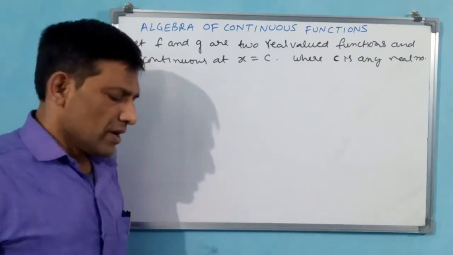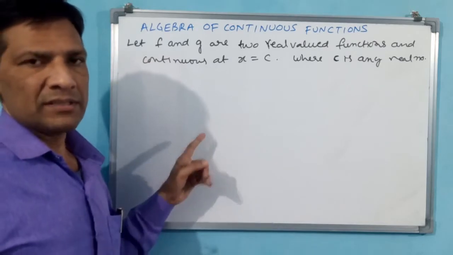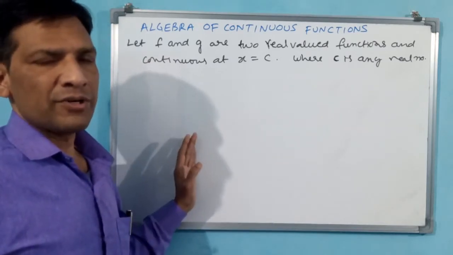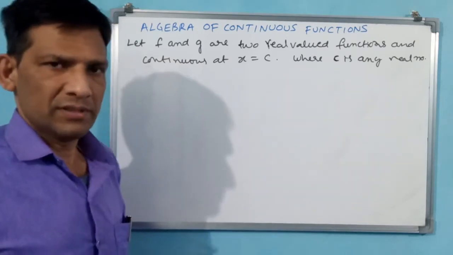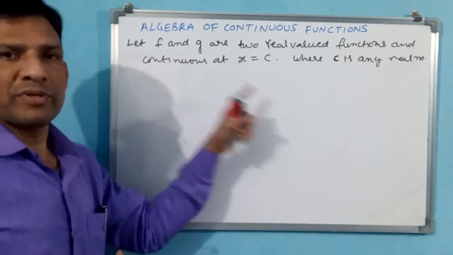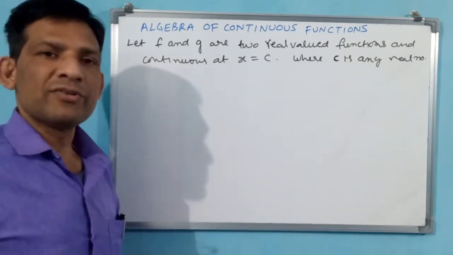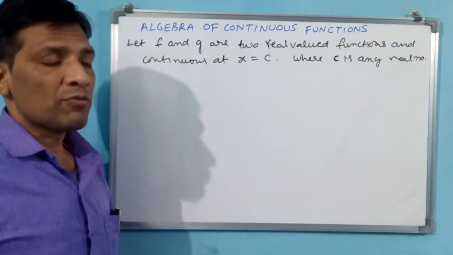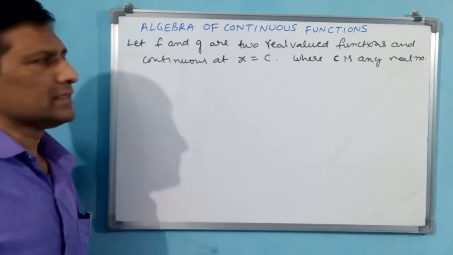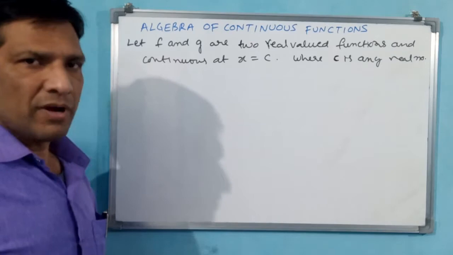Now we will see algebra. These are the preconditions, two conditions: f and g are both real valued functions and both are continuous at x is equal to c. Individually, f and g are separately continuous. Last class we have seen examples of when such functions are continuous and when they become discontinuous. Now let us see the algebra of these functions.